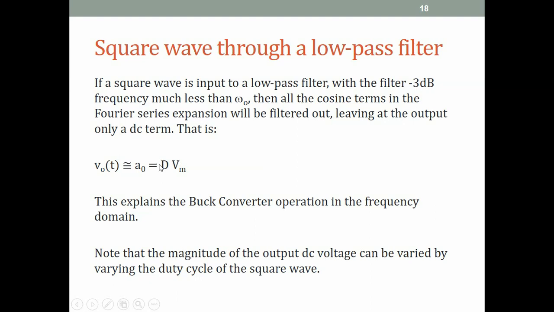In our earlier SPICE simulations, we kept duty cycle at 0.5 and Vm was 5 volts, and therefore VO was 2.5 volts. But we can get different output voltages with the same input voltage simply by varying the duty cycle of the square wave that we've applied.